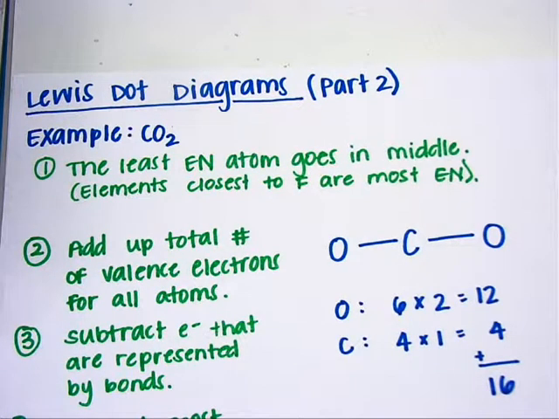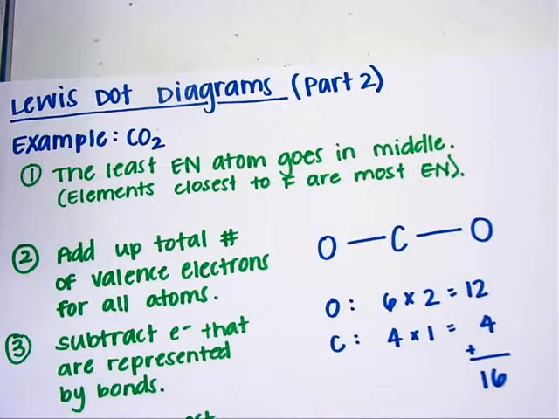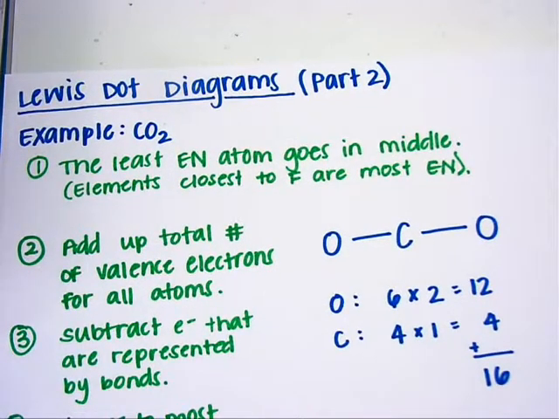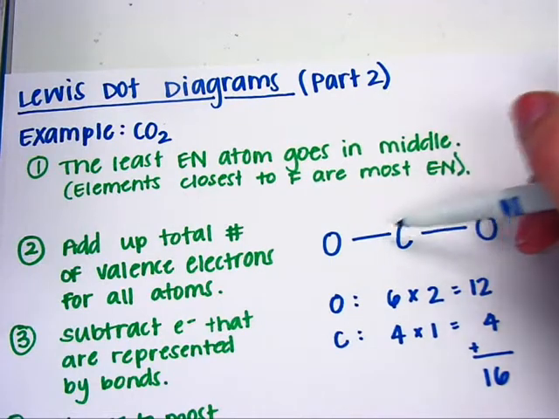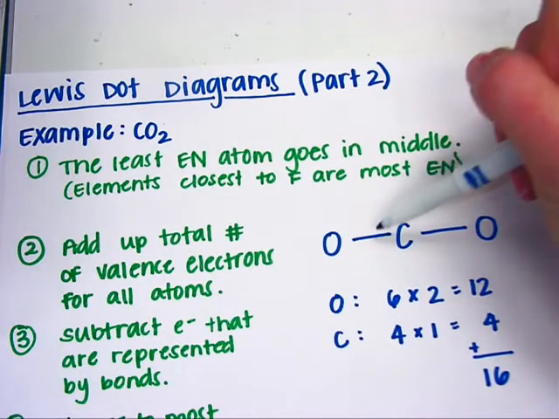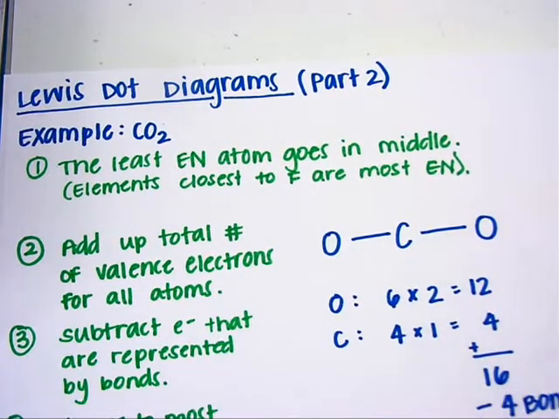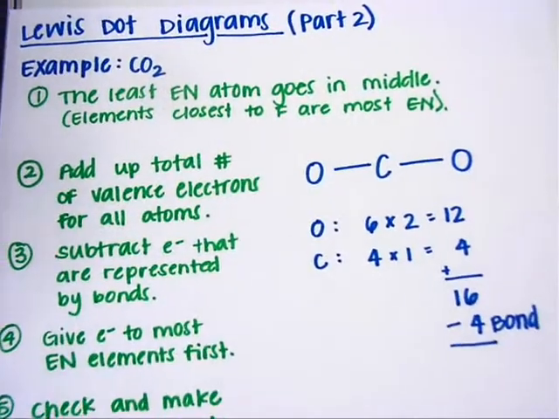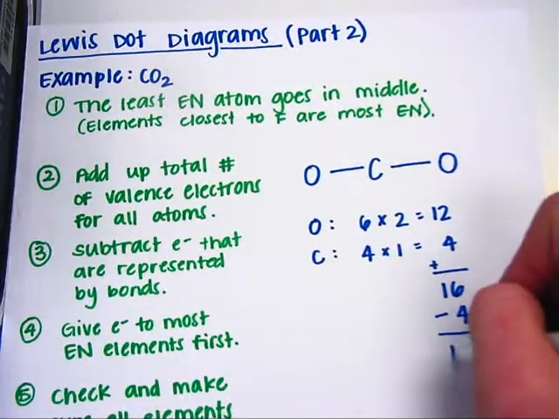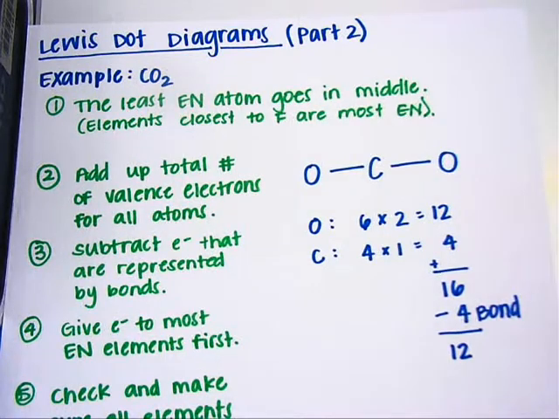Those 16 electrons are going to be given out to our atoms. And before I give them out, the third thing I need to do is to subtract the electrons that are represented by these bonds. Each bond is going to represent 2 electrons, so 2 and 4. I'll subtract those 4 that are in bonds, and that will leave me with 12 electrons to give out. And as you can see, number 4, I'm going to give my electrons to the most electronegative element first, in other words, the ones that are closest to fluorine.